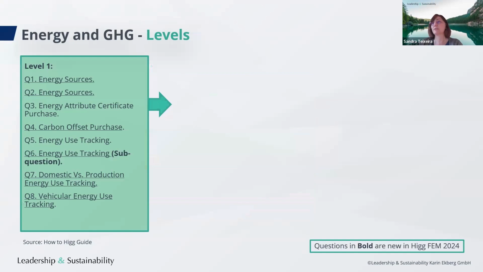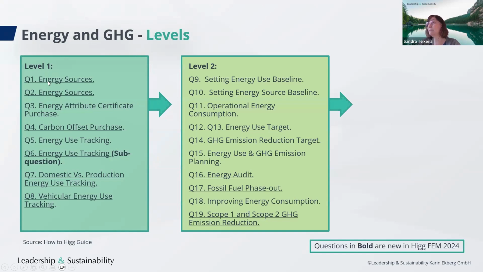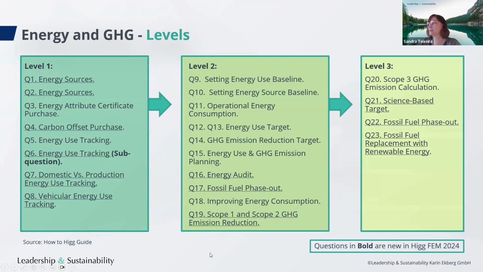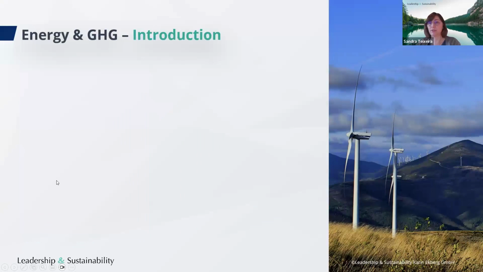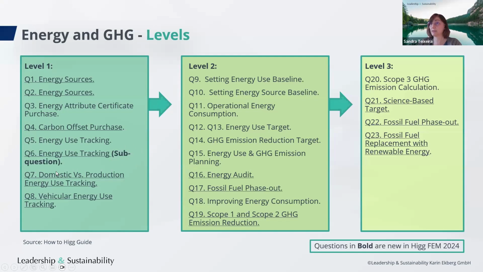Since every section consists of 3 levels you can reach during your assessment, here we will guide you through the energy and greenhouse gas emission levels, where the questions are divided into different levels: level 1, level 2, and level 3. And here we can see that in the Cadence 2024, 1 new sub-question was added to question 6. So this is the new add in the Cadence 2024.